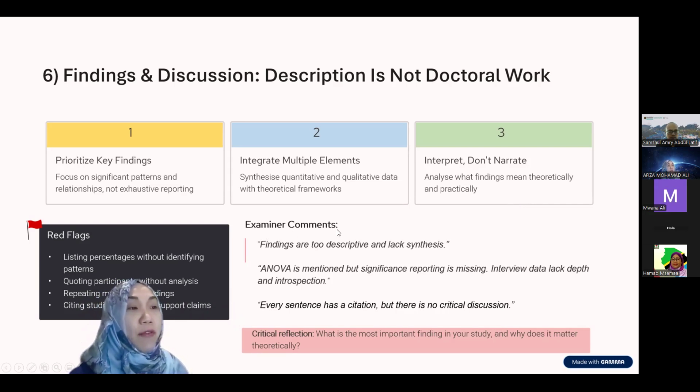And I'll give you an example of examiners' comments, what I mean by these 3 points. Examiner said something like this: findings are too descriptive and lack synthesis. So he wants synthesis. It's just too descriptive and long-winded. Okay. ANOVA is mentioned, but significance reporting is missing. Again, yeah, what does it mean? So what? Interview data lacks depth and introspection. When you do interviews at PhD level, it is an in-depth interview. It's not a yes and no.